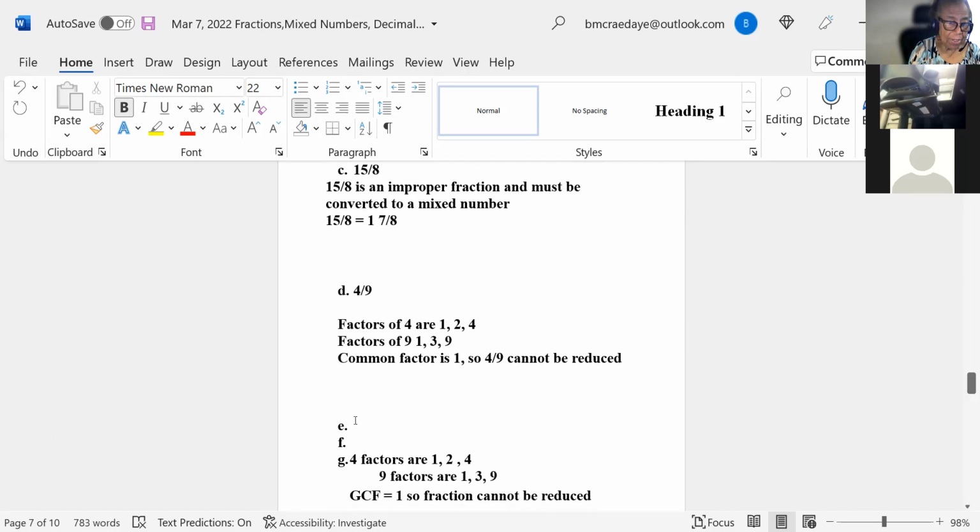So because the greatest common factor is 1, which I have right here. And like we said, the factors are 1 and 2 and 4, and 1, 3, and 9. And the only one they have in common is the 1. So whenever your greatest common factor is 1, your fraction cannot be reduced. So 4/9 is as simple as it can get. Got it? Okay.